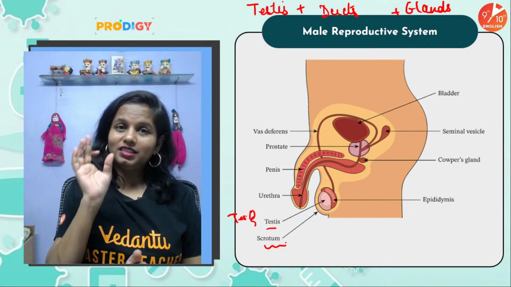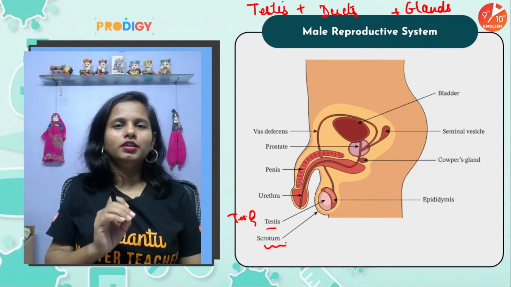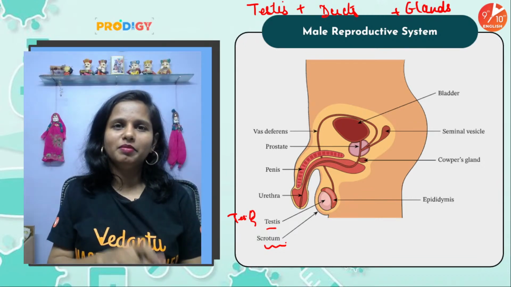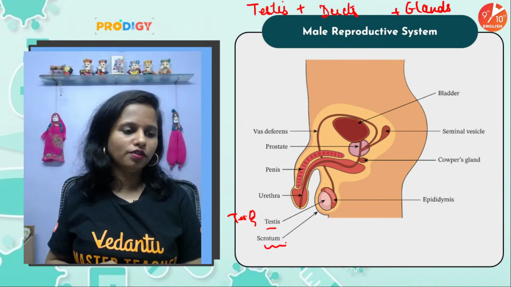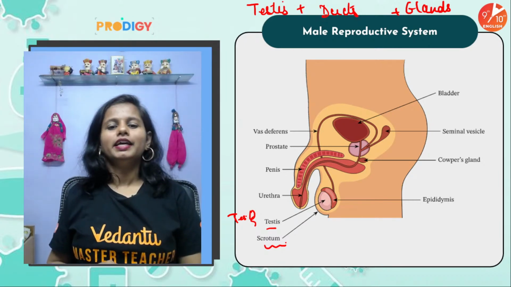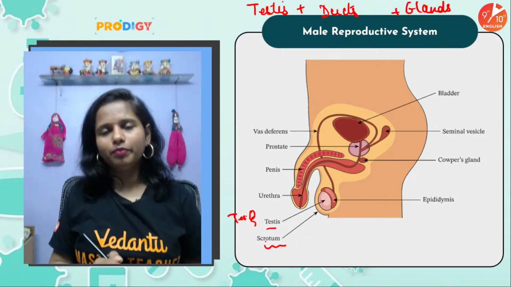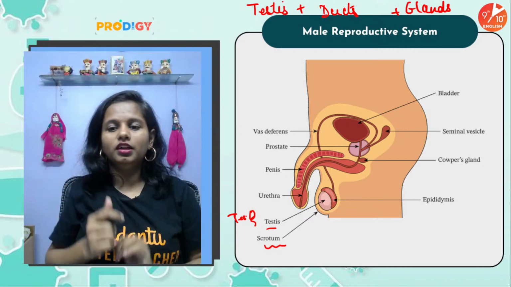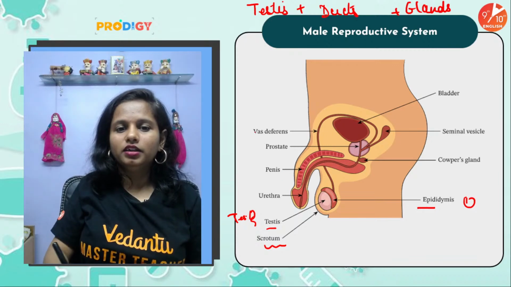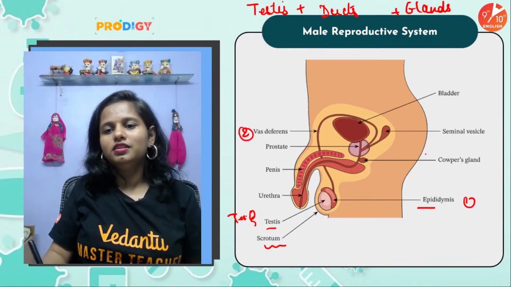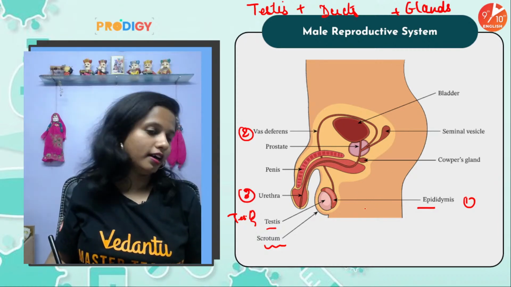Testes are placed outside of the abdominal cavity in a sac-like structure called the scrotum, so that a 2 to 3 degree lower body temperature can be maintained, which is favorable for the production of sperms. Once the sperms are produced, they are carried away with the help of ducts. Duct number 1, epididymis; duct number 2, vasa deferens; duct number 3, urethra. So these are ducts.